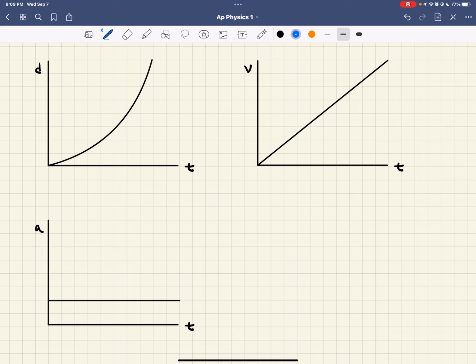Now, if you were given a DT graph and you want to find a VT graph and an AT graph, sometimes it could be confusing to you. But there's a very simple explanation for all of this, and it is to use the derivative. Now, if you have taken calc or are taking calc, this is very easy to understand.